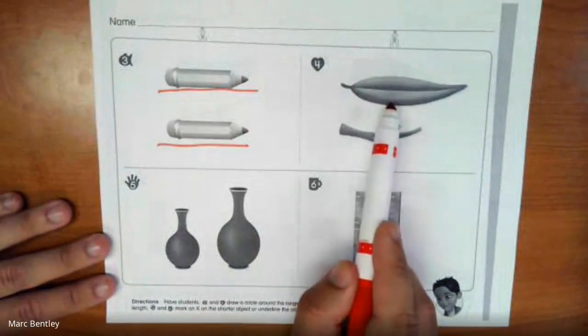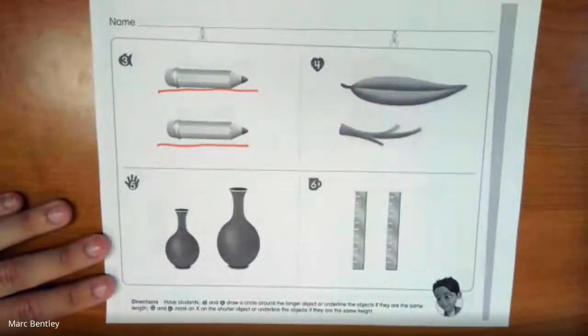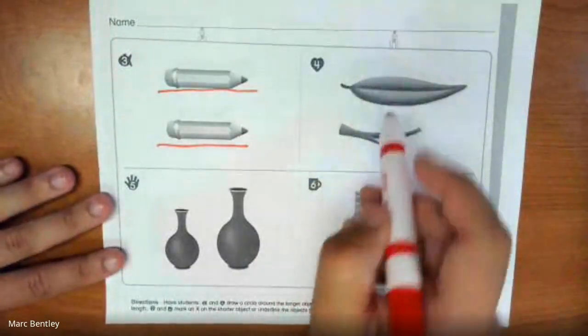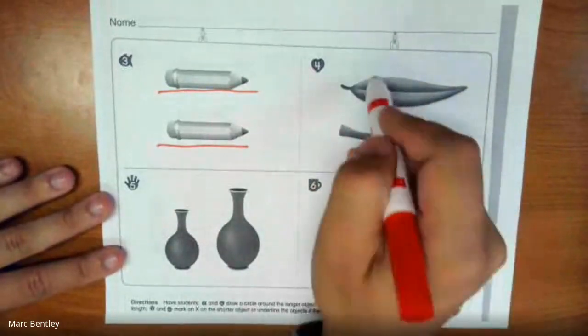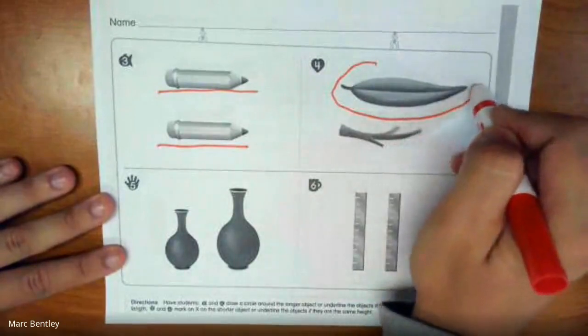Moving across, we've got a leaf and we've got a twig. So I have to circle the longer object. And it looks like this leaf is longer than this, as we can see. It is longer right here. So I'm going to draw a circle around my leaf.